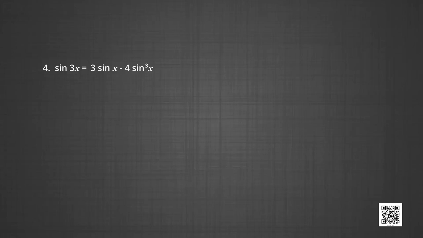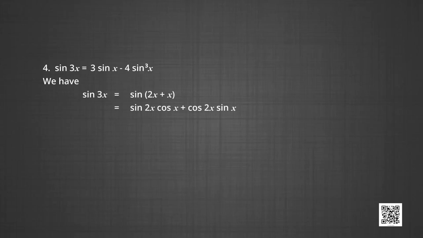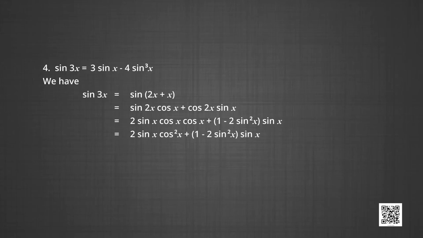Now, sin 3x, we will try to express this as 3 sin x minus 4 sin cube x. Sin 3x can be expressed as sin of 2x plus x. Now, applying the formula of sin of x plus y, sin 3x becomes sin 2x cos x plus cos 2x into sin x. Replacing sin 2x by 2 sin x cos x, which we have derived, and cos 2x by 1 minus 2 sin square x, sin 3x becomes 2 sin x into 1 minus sin square x plus sin x minus 2 sin cube x.